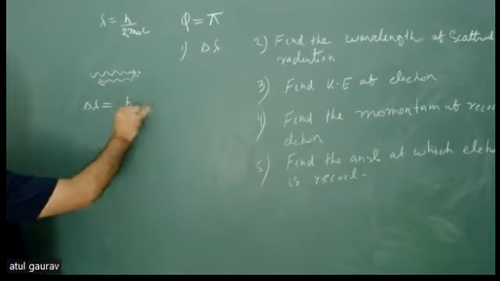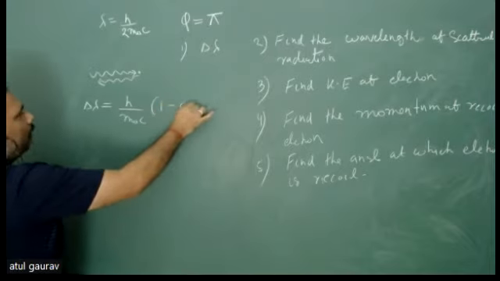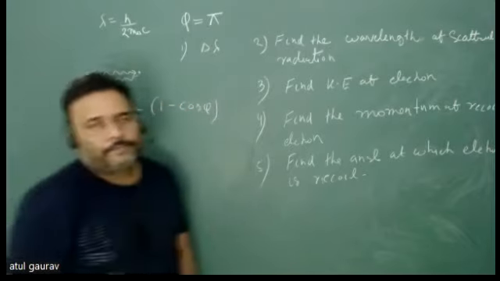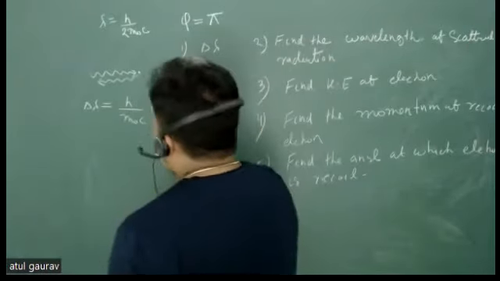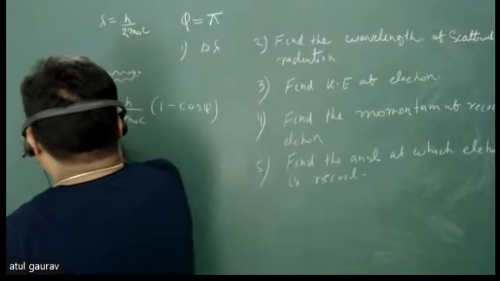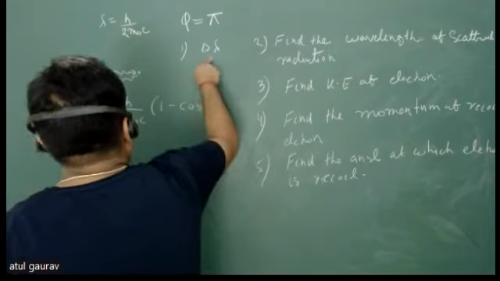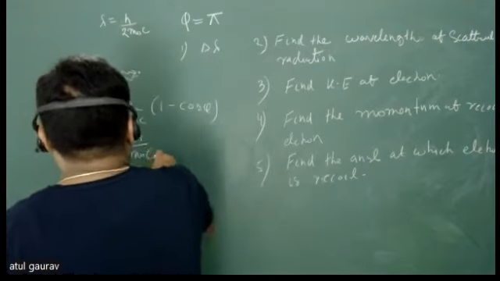This is the mother equation of the Compton effect. That is h upon m naught c times (1 minus cos phi). What is the value of phi? Pi. So what is delta lambda? Delta lambda is equal to 2h by m naught c. First we had to find delta lambda, so that is 2h upon m naught c.